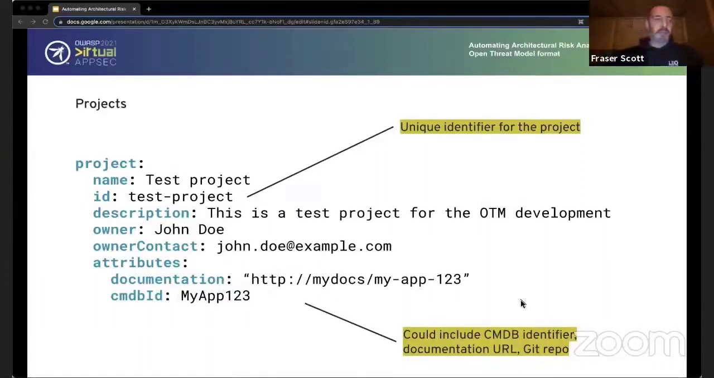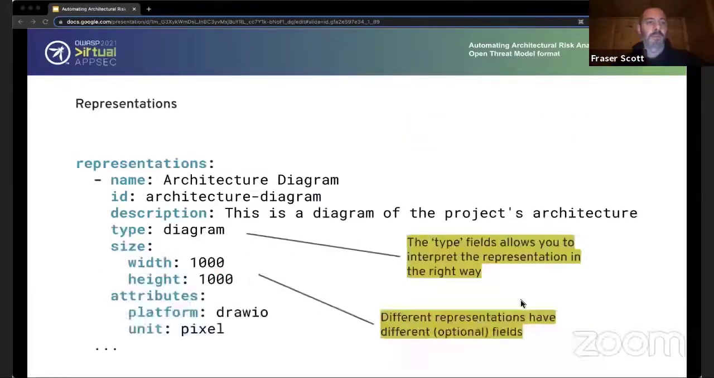And you can see here the use of some attributes such as documentation, or probably a very useful one would be to be able to relate a project to something like an identifier in a configuration management database. So this is my identifier in a threat model, and this is where it lives in wherever I manage all of my applications, and be able to create those links back and forth between them.